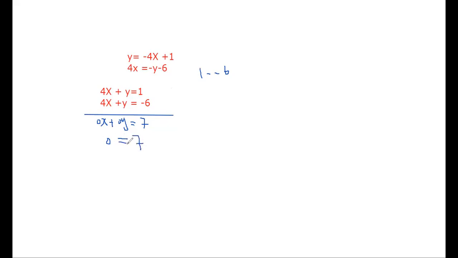Can we accept something like this? No, the equation is wrong. Then in this case, the solution set is no solution.